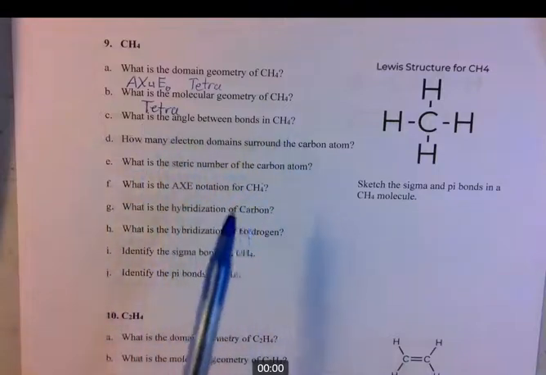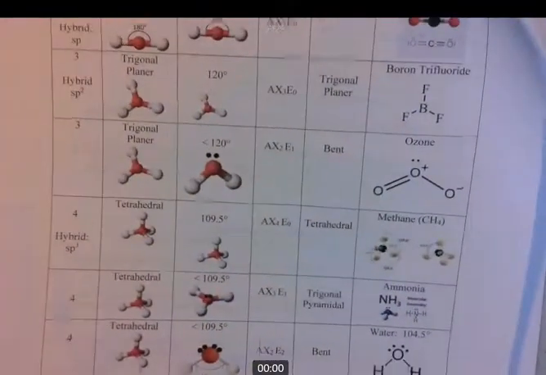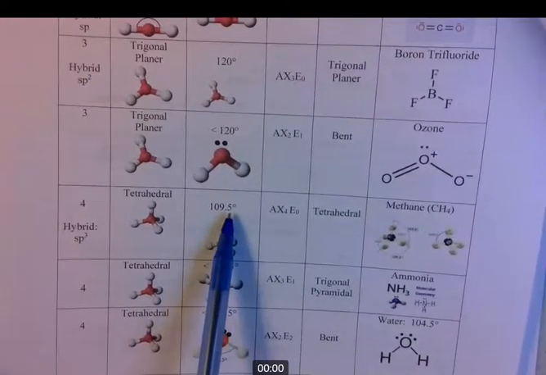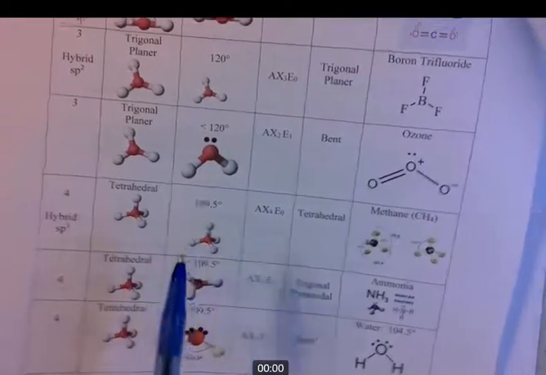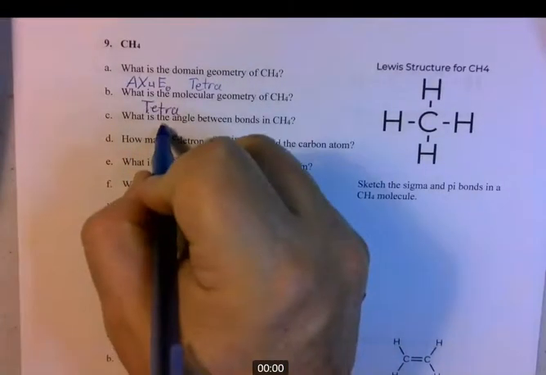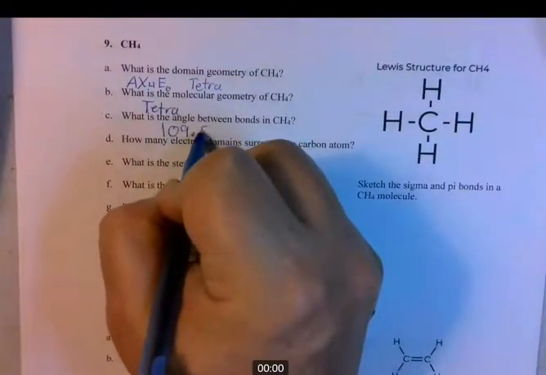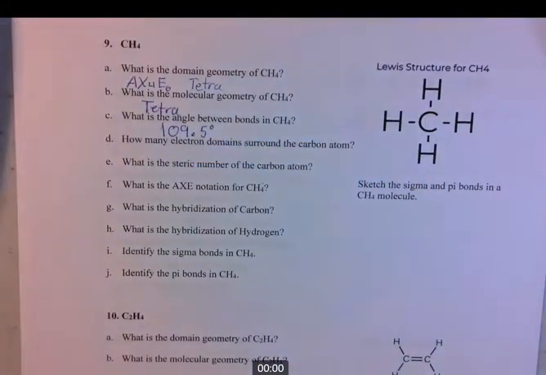What is the angle between the bonds? You might as well learn these. I'm not really requiring that you memorize bond angles, but this is a pretty common one that you'll come across a lot. It's 109.5 for a tetrahedral. Again, notice I'm not writing complete sentence answers, and neither do you have to. Just answer the questions because I want you to run through a lot of these molecules.